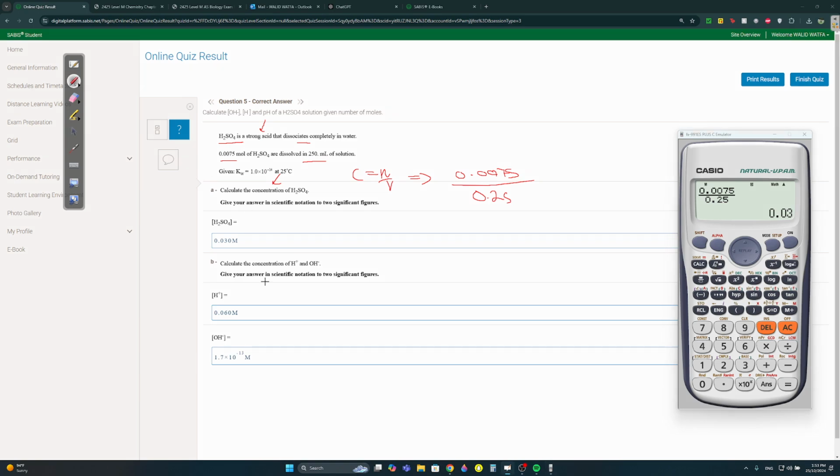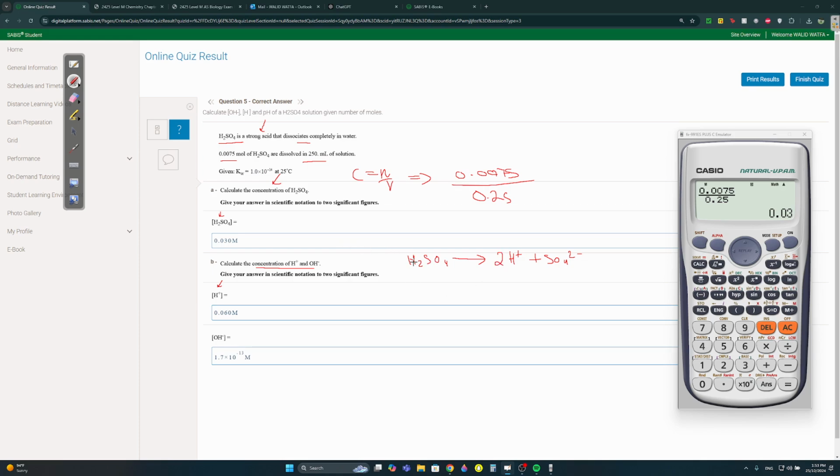Calculate the concentration of H plus and OH minus. How do you calculate H plus? Dissociate the H2SO4. It's an acid, so do we get H plus or OH minus? We get H plus, right? H plus, SO4 2 minus. Balance it: you have 2, so you have to put 2 here.